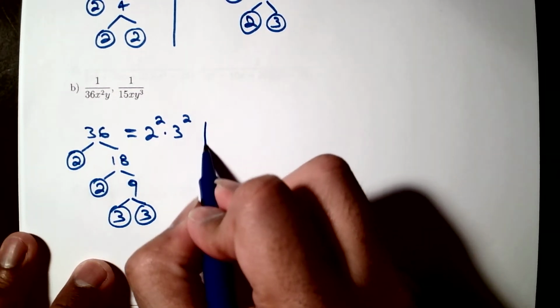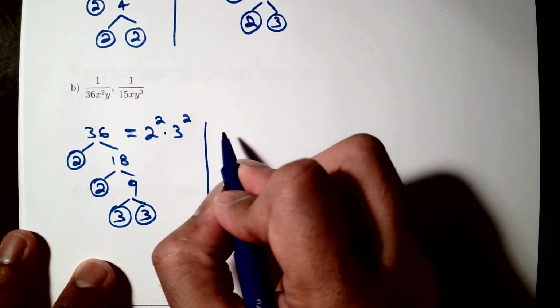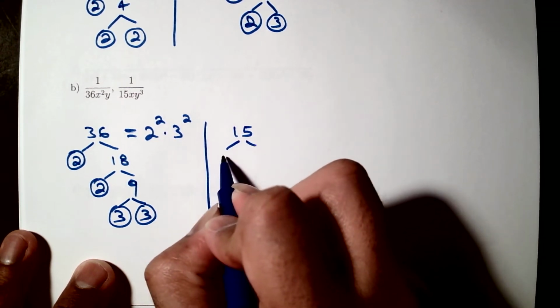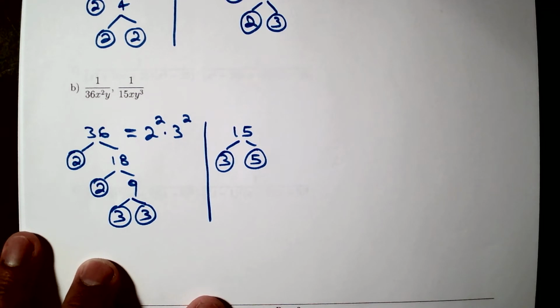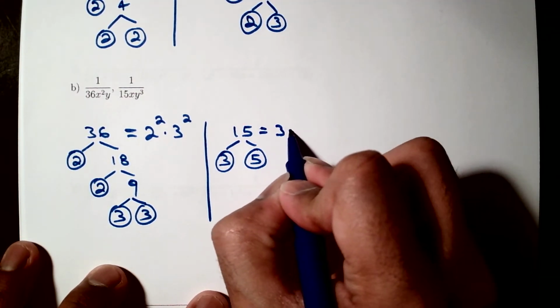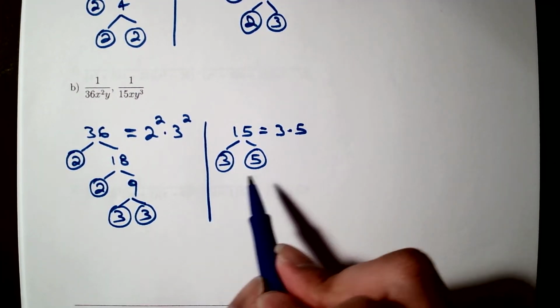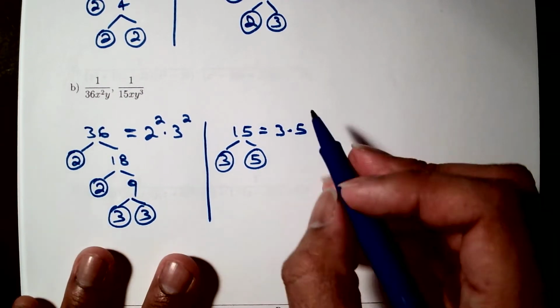All right, let's do the same with the number 15. This one is going to be easier. 15 is the same as 3 times 5, and in this case we're done because both numbers 3 and 5 are prime numbers, and they cannot be broken up into further factors. All right, so let's find the LCD.